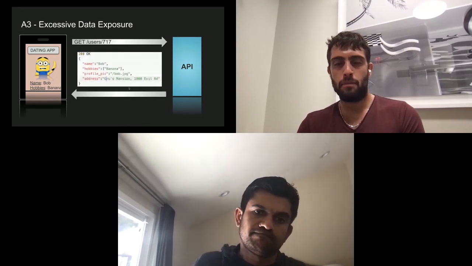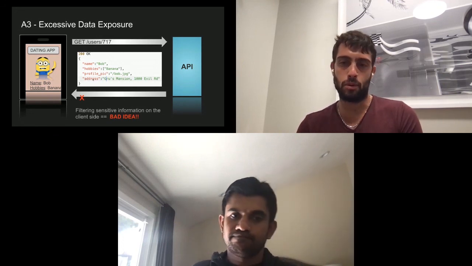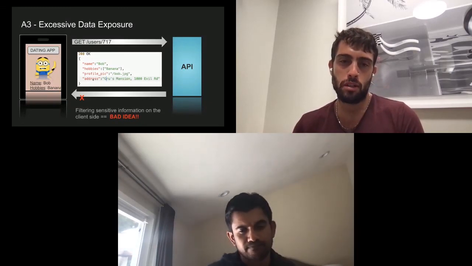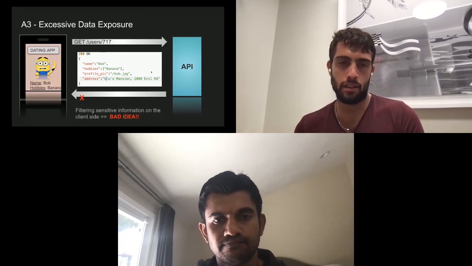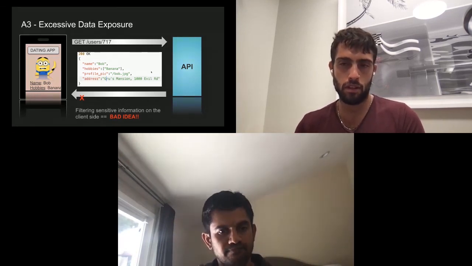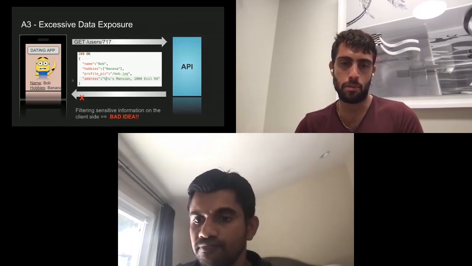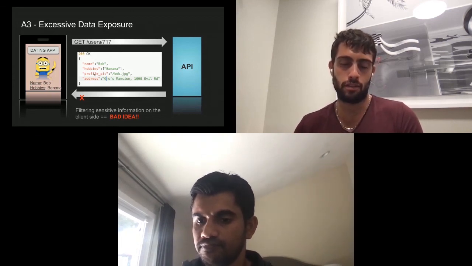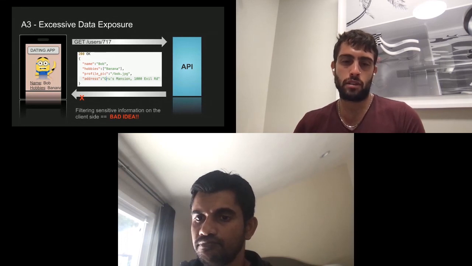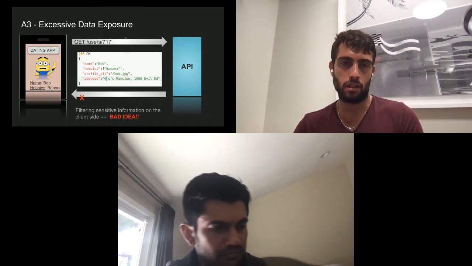And the response from the API contains a JSON with all the public details, but also, if you take a look here, you can see that it contains the address of Bob, which is PII. It's sensitive information. It shouldn't be exposed to the client. So what happens is that the developers on the backend rely on the developers in the frontend to filter out this data, and they actually do it. You can see the address isn't on the screen of the app, but it doesn't matter. If you're an attacker, you can simply sniff the traffic and see the sensitive information. So basically, filtering sensitive information on the client side is always a bad idea, and it happens a lot in APIs.